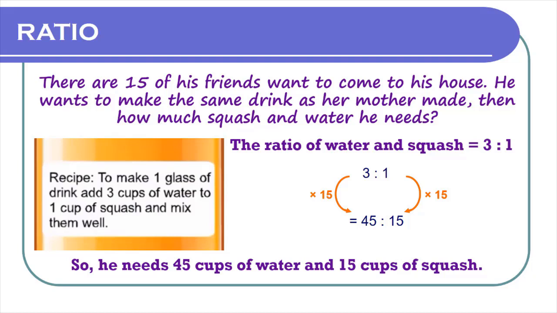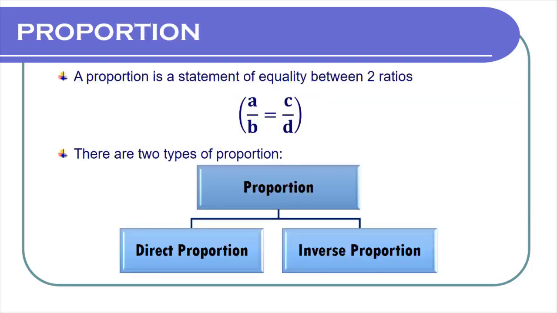The next is about proportion. A proportion is a statement of equality between 2 ratios. For example, we can write it as A over B is equal to C over D. There are 2 types of proportion, which are direct proportion and inverse proportion. Before I explain the two kinds of proportion, let's see an example of a problem related to proportion.